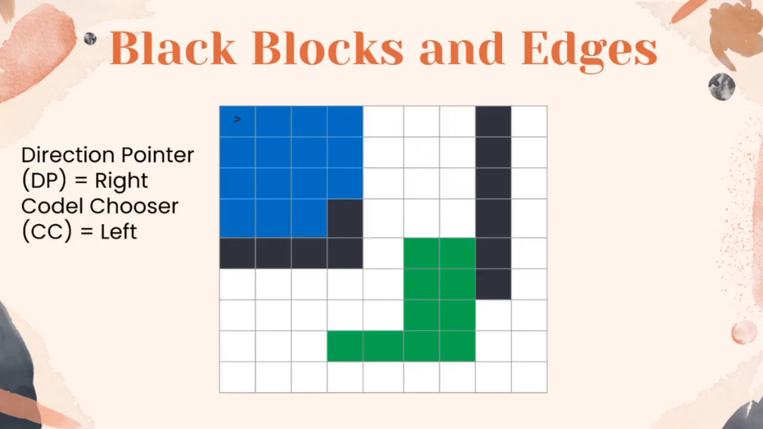For example, we can see the interpreter here in the top left corner with DP initially right and codel chooser left. It will continue forward until it hits the first black edge. The direction pointer is still right and the codel chooser is still left. It will then toggle the codel chooser. It will become right. It still couldn't move, so it will toggle the direction pointer. It will go down, and we can see it will end up in this codel, the bottom left codel.